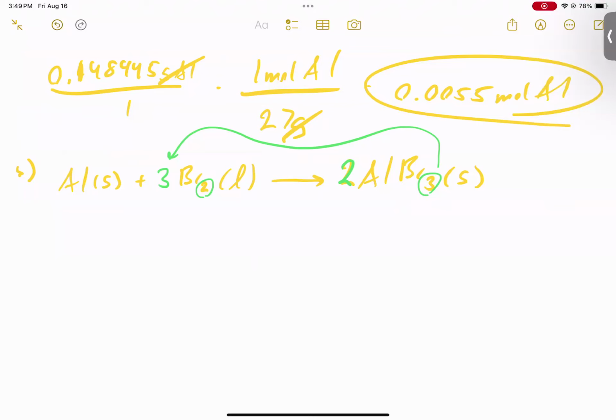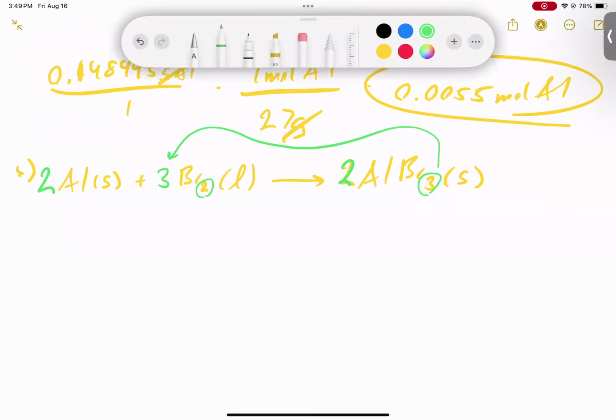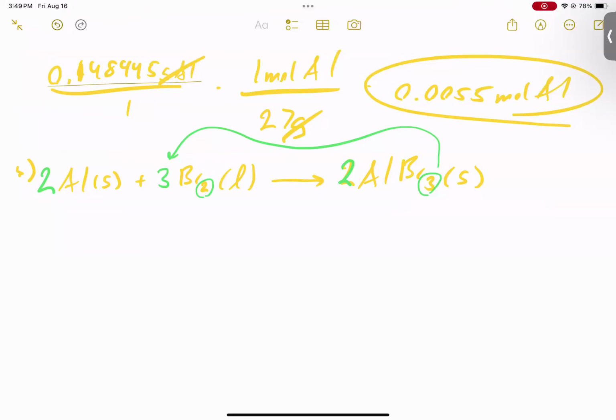So the bromine is all balanced, but the aluminum is not completely balanced. So let's fix that. And I can fix that by adding 2 in front of this aluminum over there. So let's just double check everything's balanced. Aluminum's balanced, bromine's balanced, we're all happy. Except me. Sorry, that was dark. So let's figure out the rest of the problem.